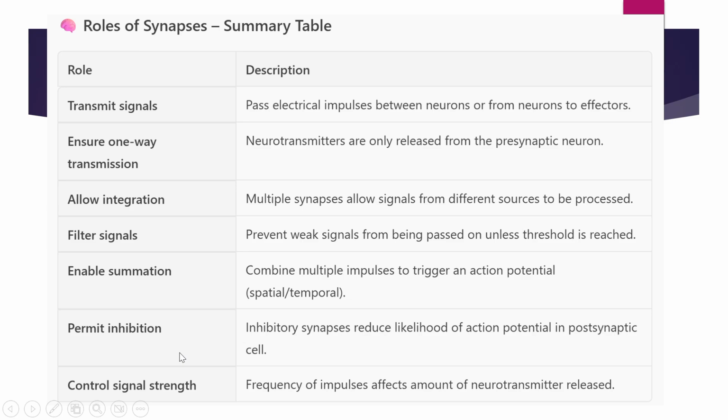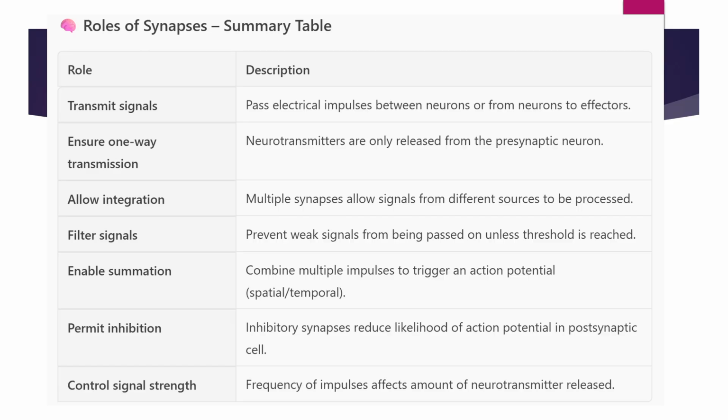So, role of synapses, a summary. Role is to transmit signals, pass electrical impulses between neurons or from neurons to effectors, and it happens via a chemical that diffuses, a neurotransmitter that diffuses. They ensure one-way transmission. Neurotransmitters are only released from the presynaptic neuron.